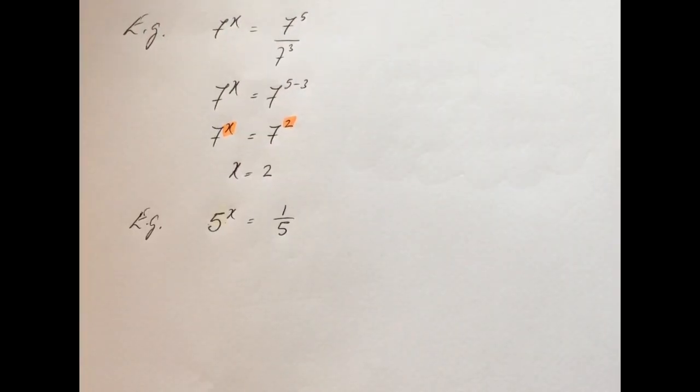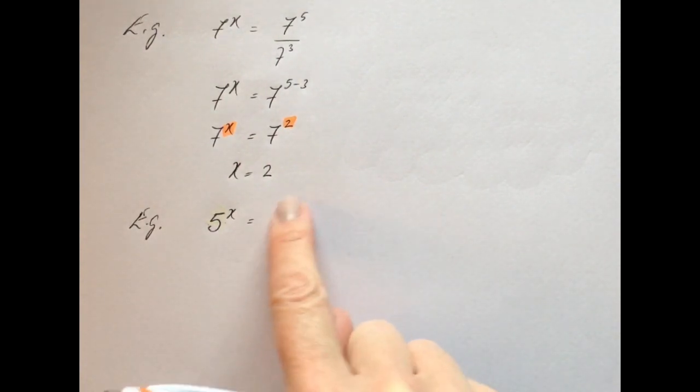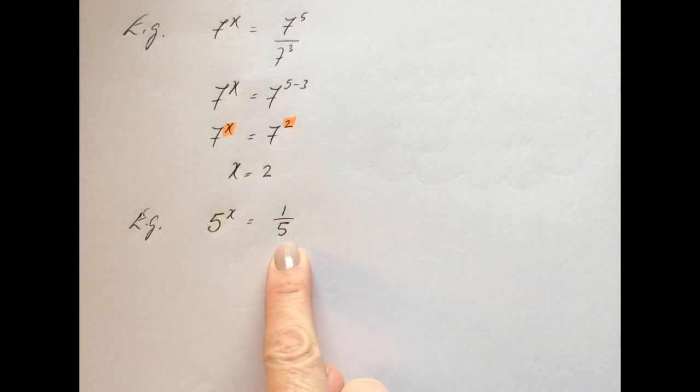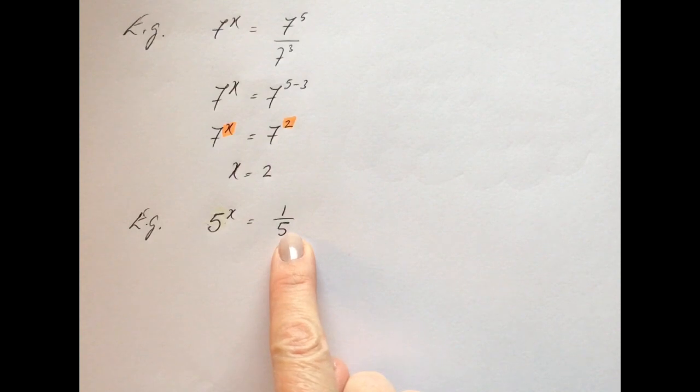Okay, so here's another question. Pause the video if you want to give this one a go. Here obviously I've got powers of 5, and on the right-hand side I obviously have a 5 involved, but what I need to do now is write this as a power of 5. So I have 1 over 5 and I want to write that as a power of 5.